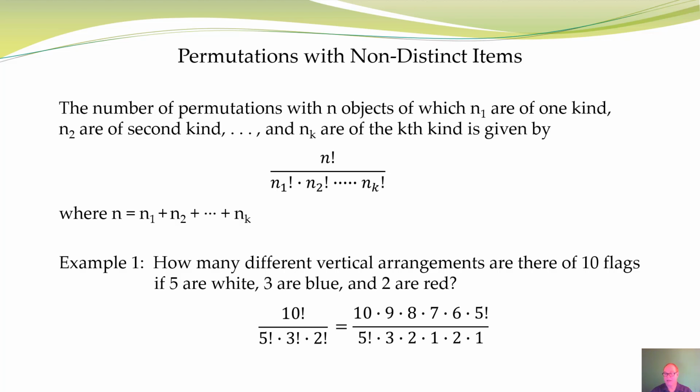So this becomes 10 times 9 times 8 times 7 times 6 times 5 factorial over 5 factorial times 3 times 2 times 1 times 2 times 1. We can cancel out the 5 factorials, cancel out the 3, 2, 6, 2, 8, and get 4. Now we can multiply this out, and we would end up with 2,520.